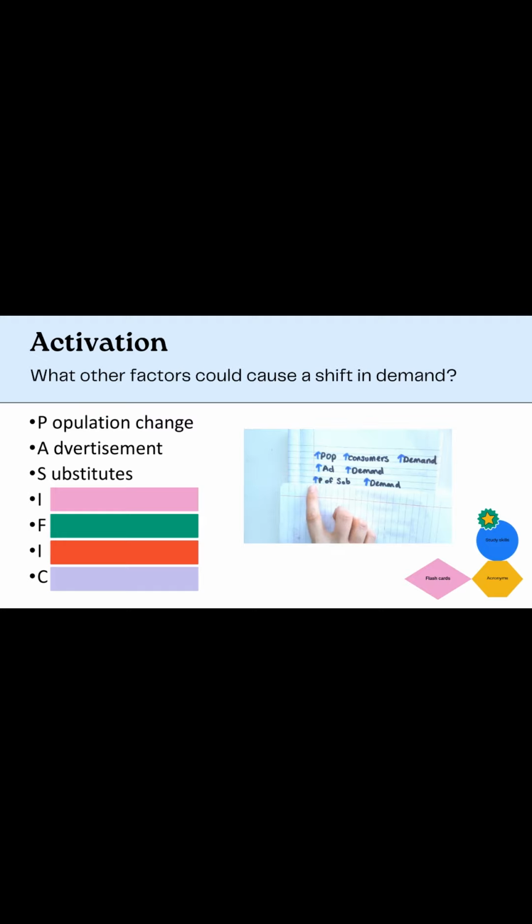S stands for substitutes. So for example, if the price of a substitute good increased, we would see those consumers switch to an alternative good, and so I would see an increase in demand for the good that I was focusing on. Income. If we saw an increase in the real income, we would expect to see an increase in demand of normal goods. F stands for fashion or trends.